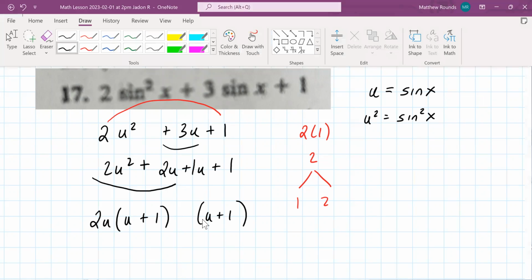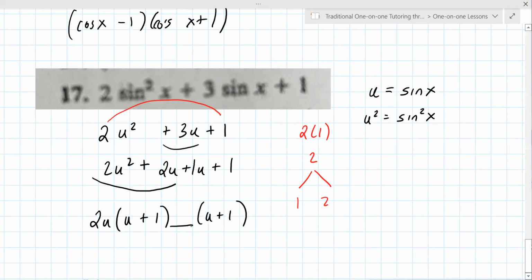And then you have to figure out what goes in the middle here, such that when you multiply it in, you get back to the previous line. So you put some number in here so that when you multiply in, you get back to the previous line. But you usually just look at the constant. So if I multiply by 1, 1 times u is 1u, 1 times 1 is 1. Okay. And then you factor out the u plus 1, 2u plus 1.